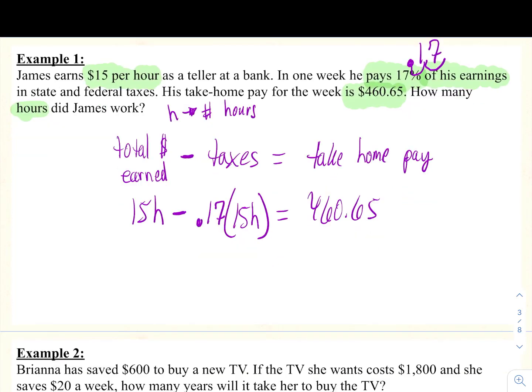Let's go ahead and solve this equation now. The first thing we're going to do is we're going to take 0.17 times 15h, and that's going to give us 2.55h.